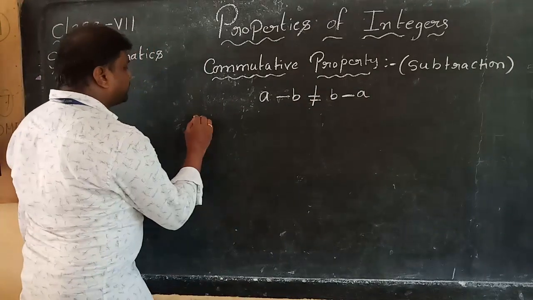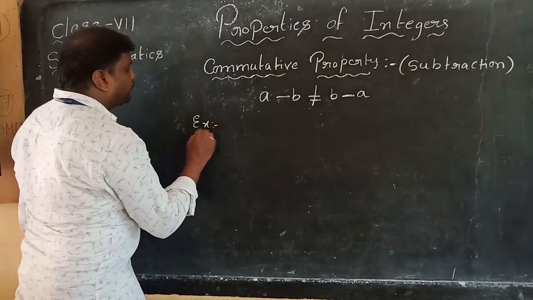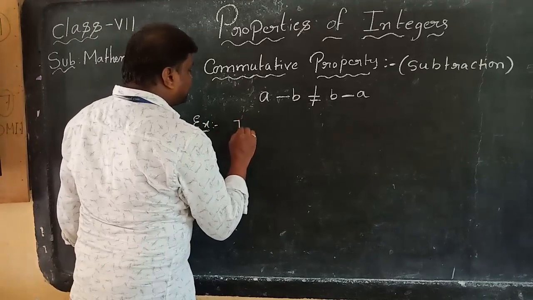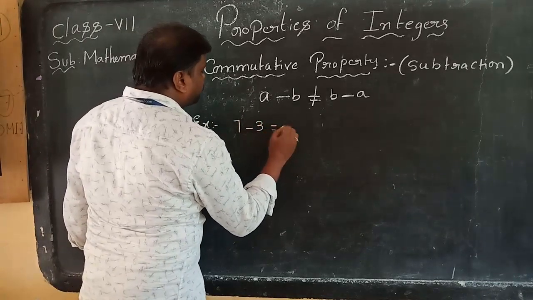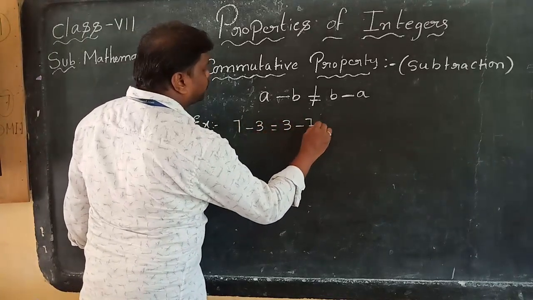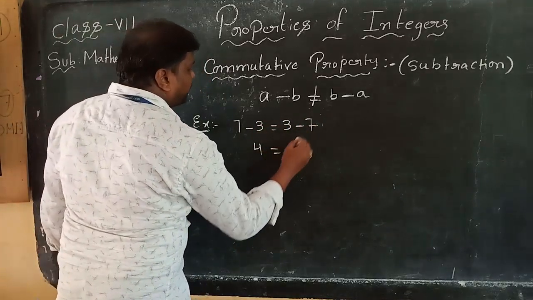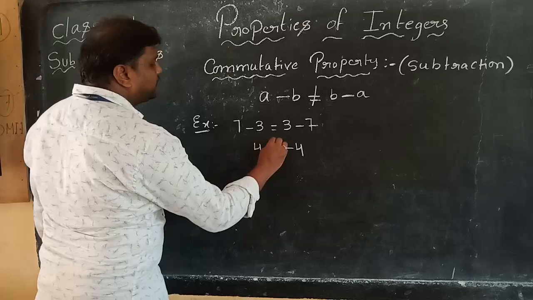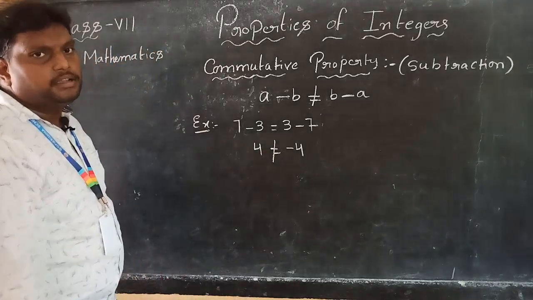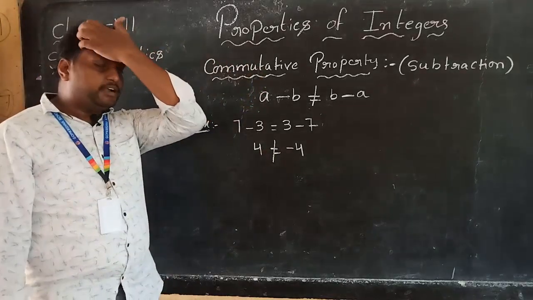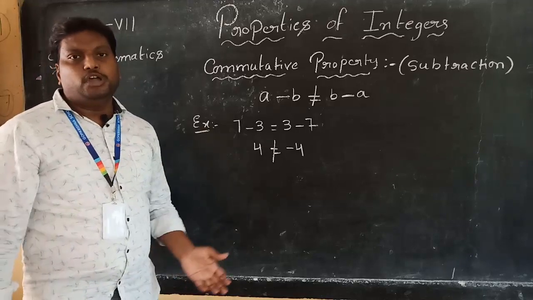See, take some examples. First I am taking two positive integers. 7 minus 3 is equal to 3 minus 7. Are both equal or not? We'll check. 7 minus 3 means 4. 3 minus 7 means minus 4. Both are not equal. That's why this commutative property under subtraction is not applicable to integers.